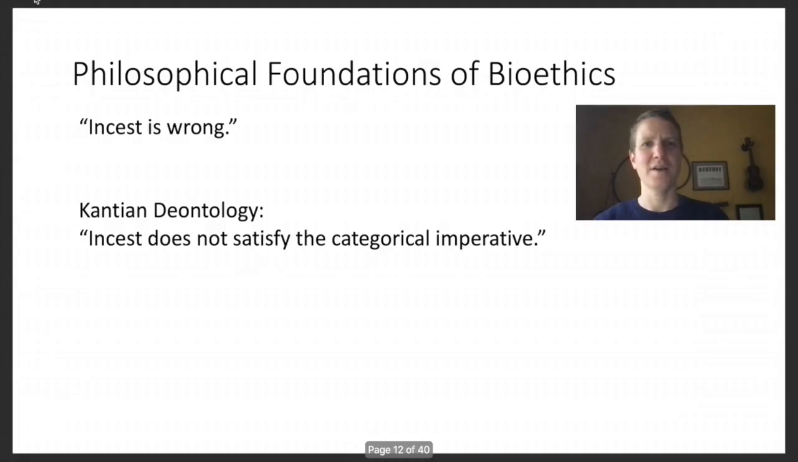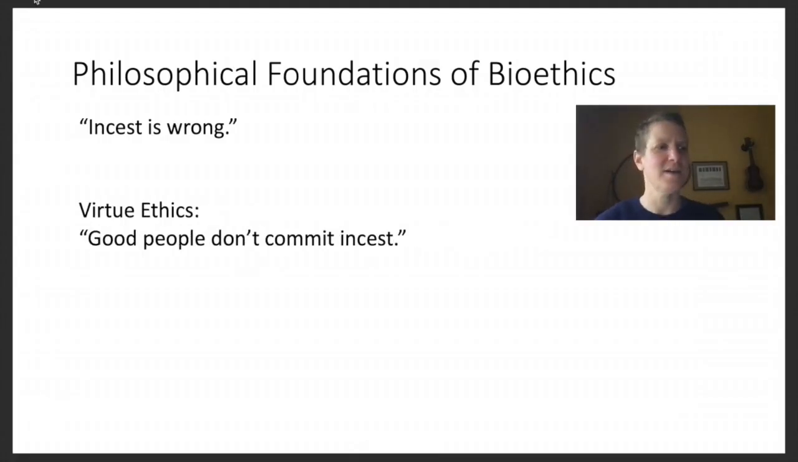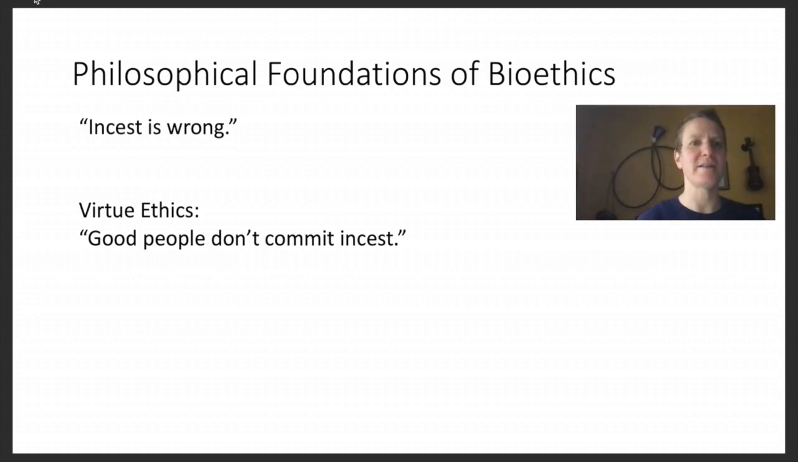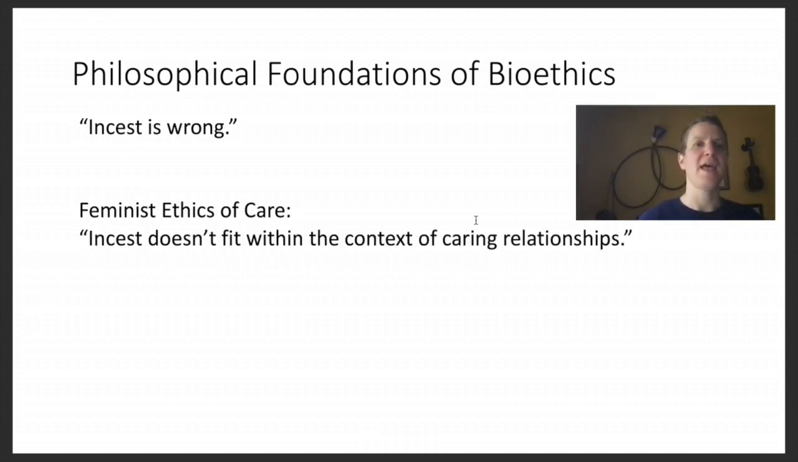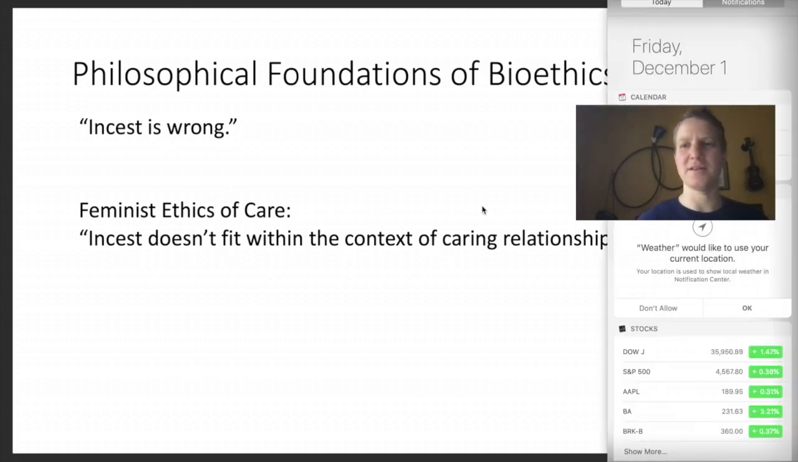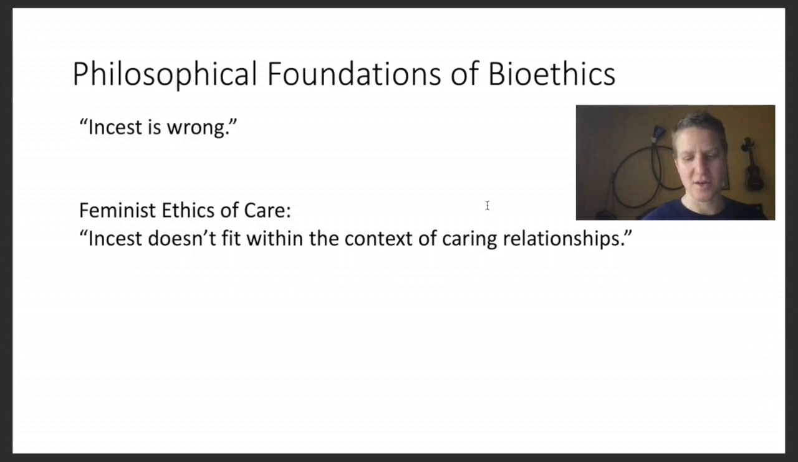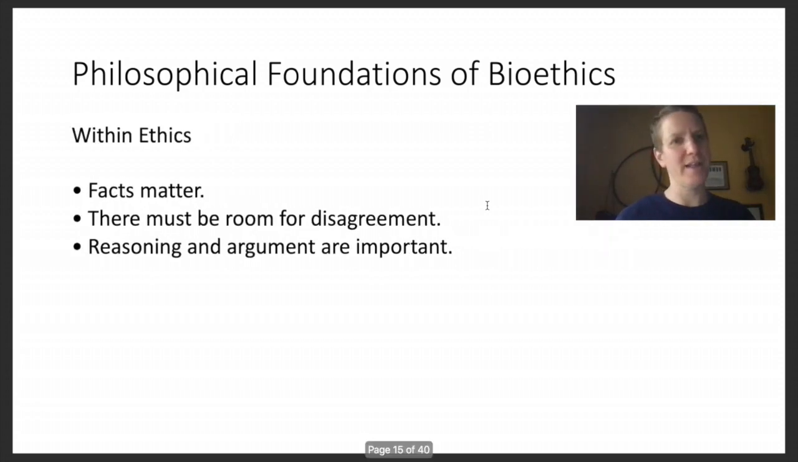Why? All right. The virtue ethicist thinks of ethics in terms of people's character, in terms of virtues, having good, positive habits. They would interpret incest as wrong as good people don't do it, where the focus is really on what it takes to be a good person. And the feminist ethics of care interpretation would be something like incest doesn't fit within the context of caring relationships. All of these are just a really rough analysis, a really oversimplified explanation of how to think about the different ways that all of these different theories interpret morality.